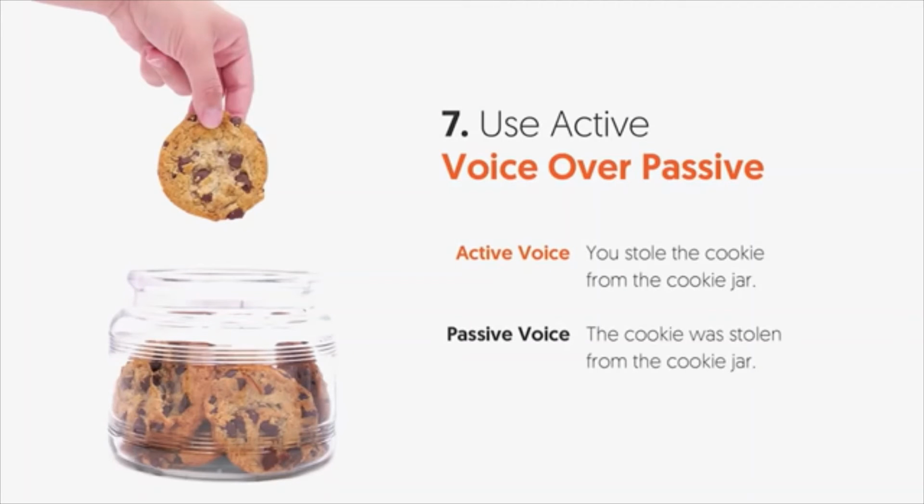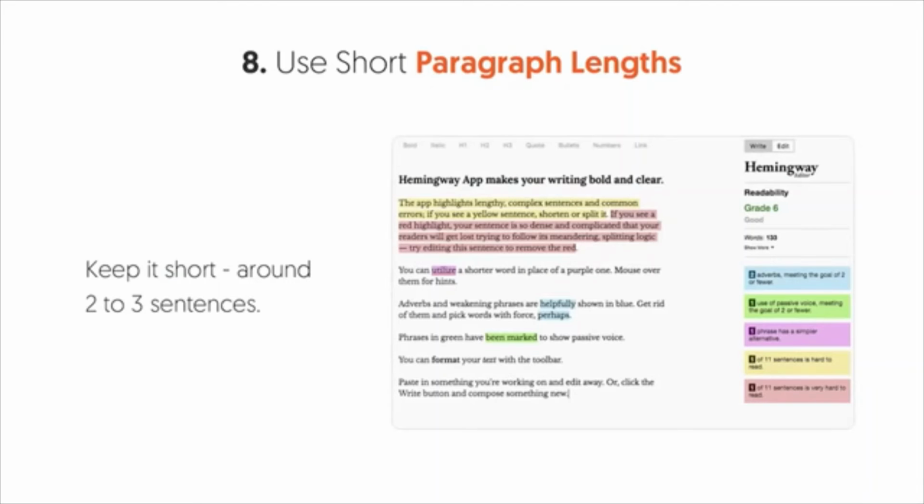Active voice is like, you stole the cookie from the cookie jar. Passive voice is like, the cookie was stolen from the cookie jar. Active voice is much more appealing. I also want you to keep your sentences short, 2 to 3 sentences max per paragraph. Typically, a paragraph will be around 5 or 6 lines max, hence 2 to 3 sentences.